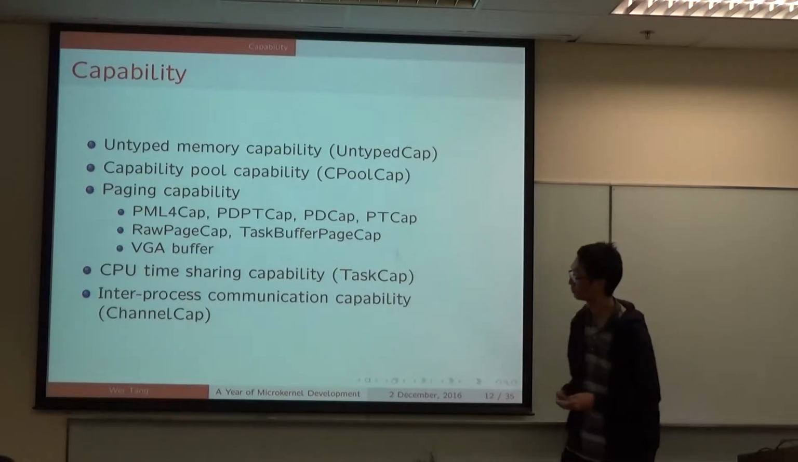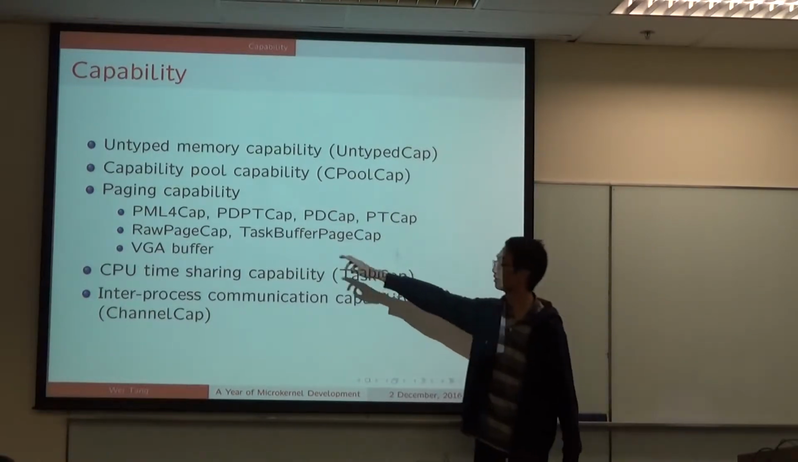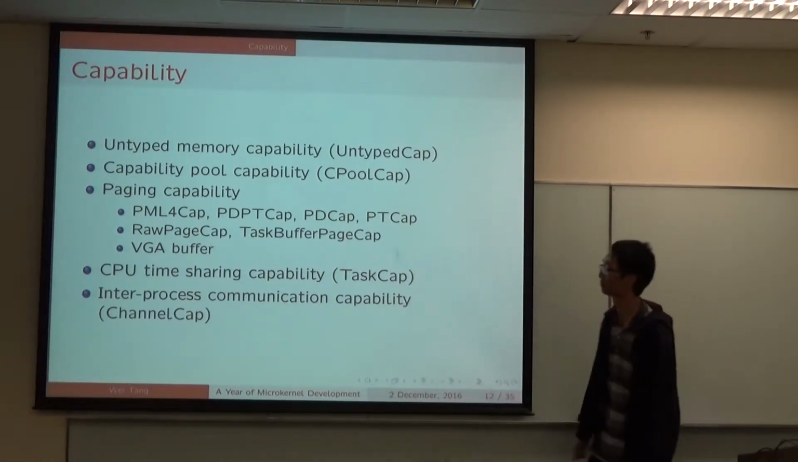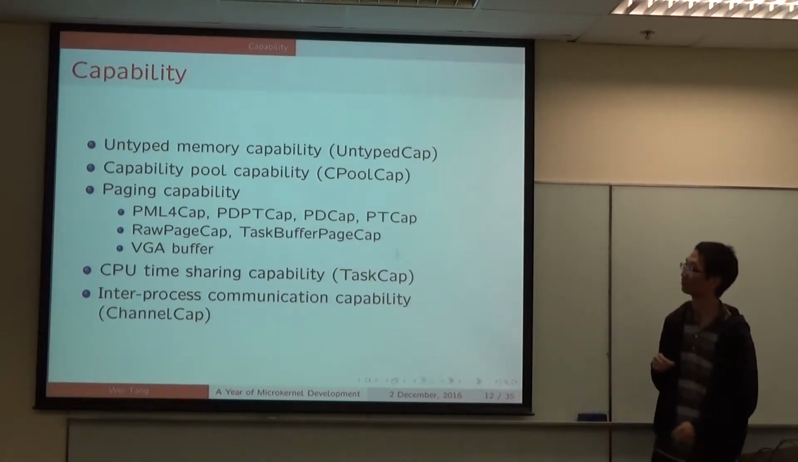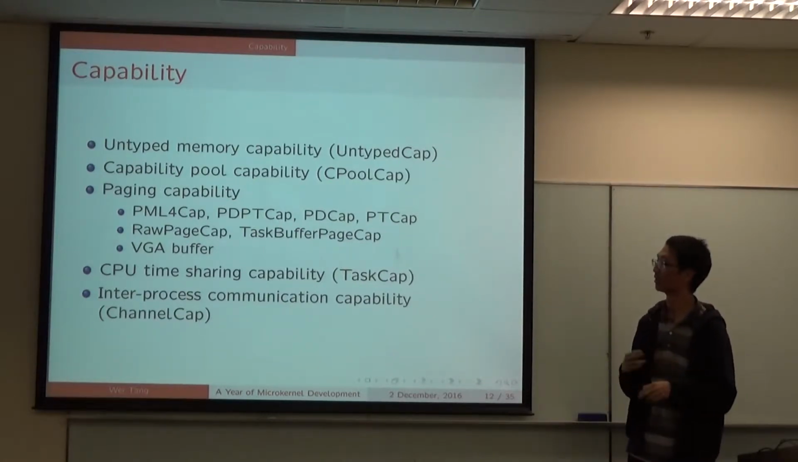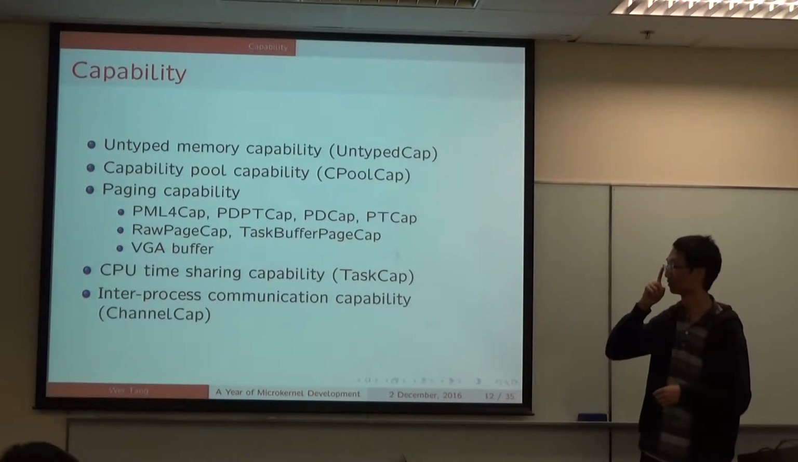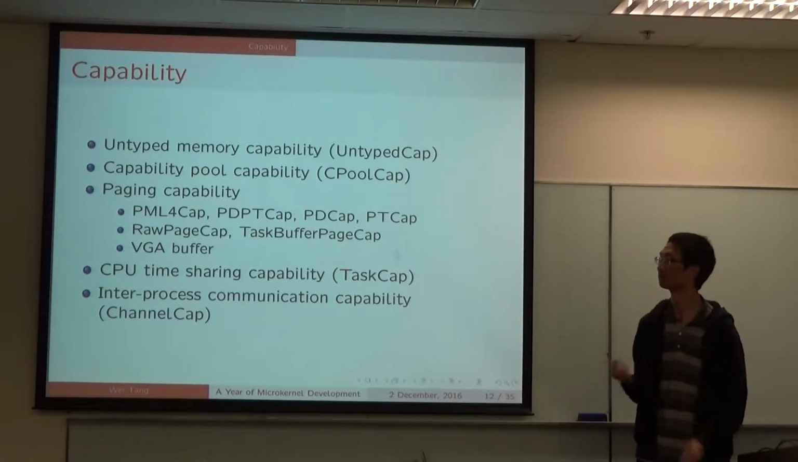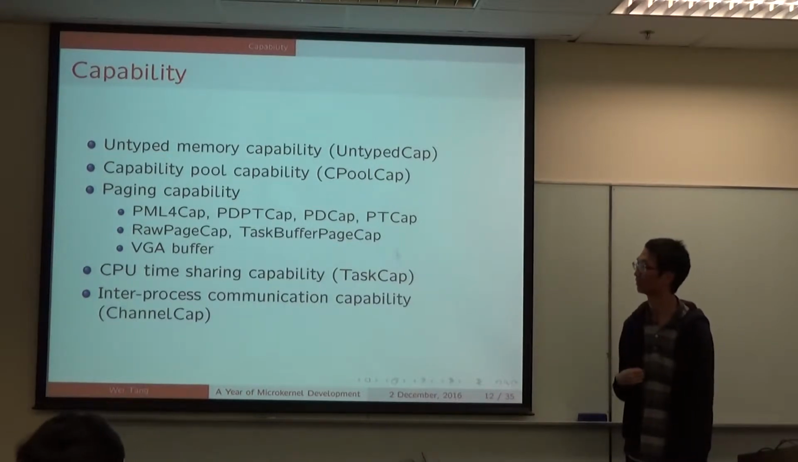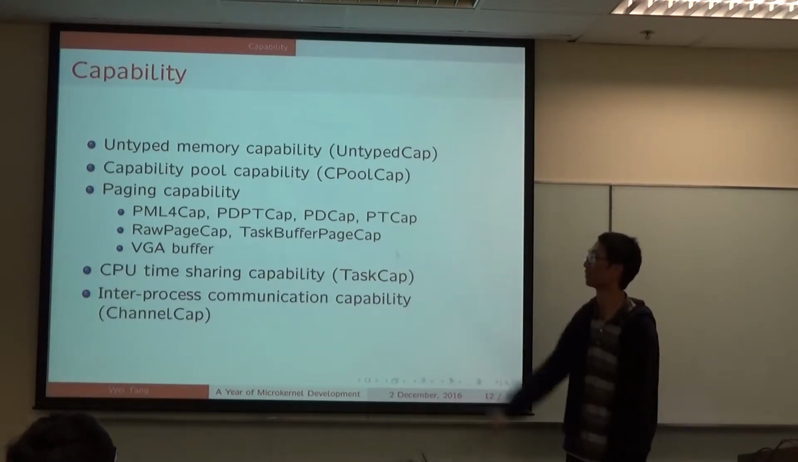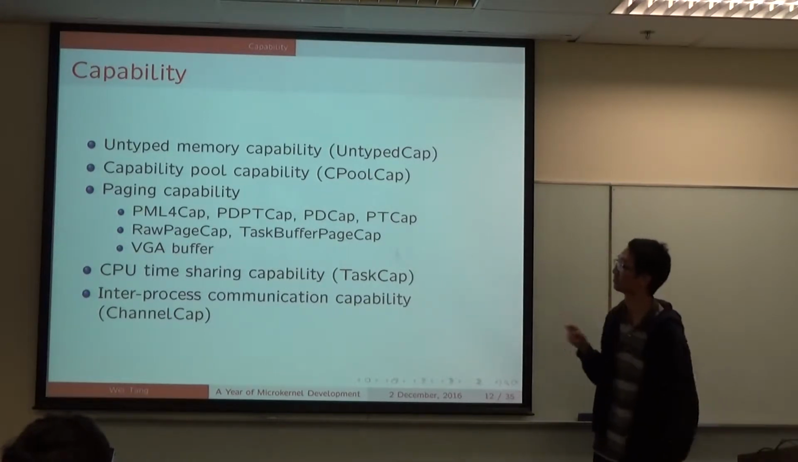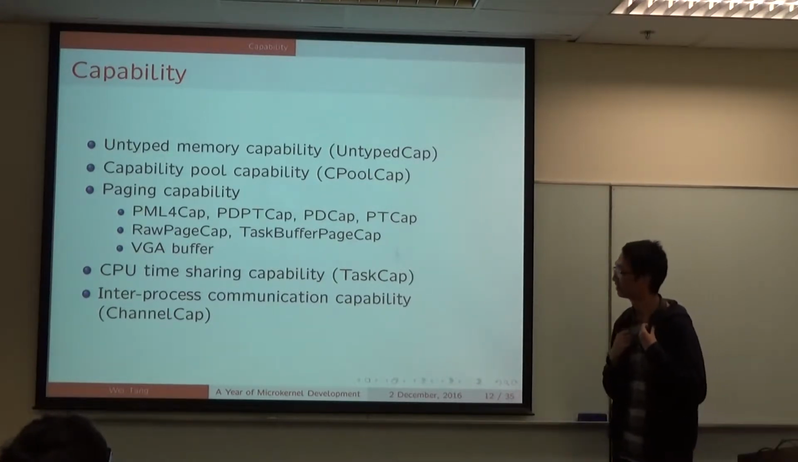And also we have the page capability. There are actually two kinds of them. The first is the raw page capability, which you can just write anything in. And also we have the text buffer, which is used to manage some text-related things, for example the system call return value. We also have the VGA buffer. The paging capability manages the VGA buffer.